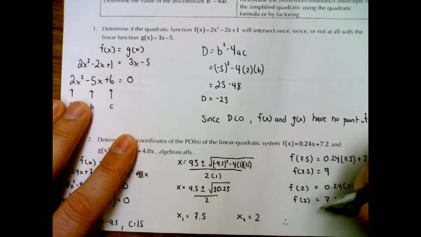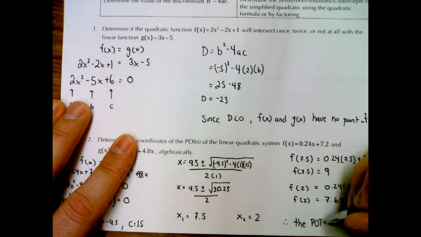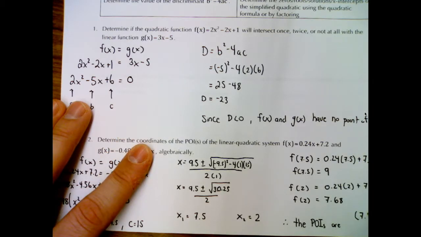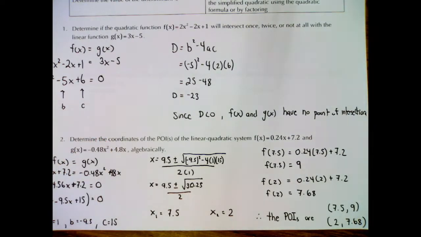So therefore, the POIs are 7.5 comma 9 and 2 comma 7.68. Oh, ran out of room there. So 2 points of intersection.